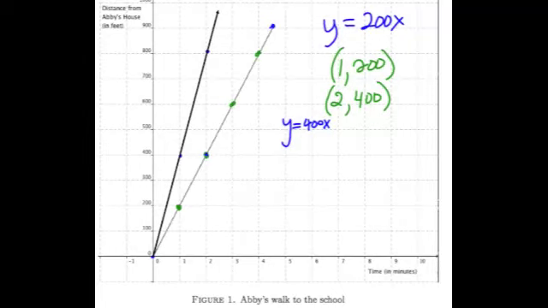Bob lives 600 feet from the school. He lives 600 feet. So Abby lives, how far does Abby live away from the school? And what's that? 900 feet, right? Because the end of it is 900. So Bob lives 600 feet from the school.